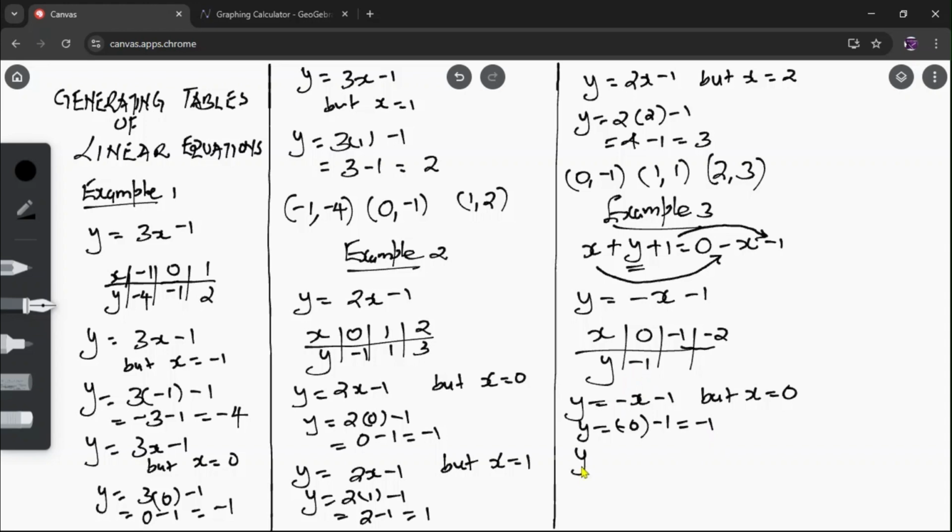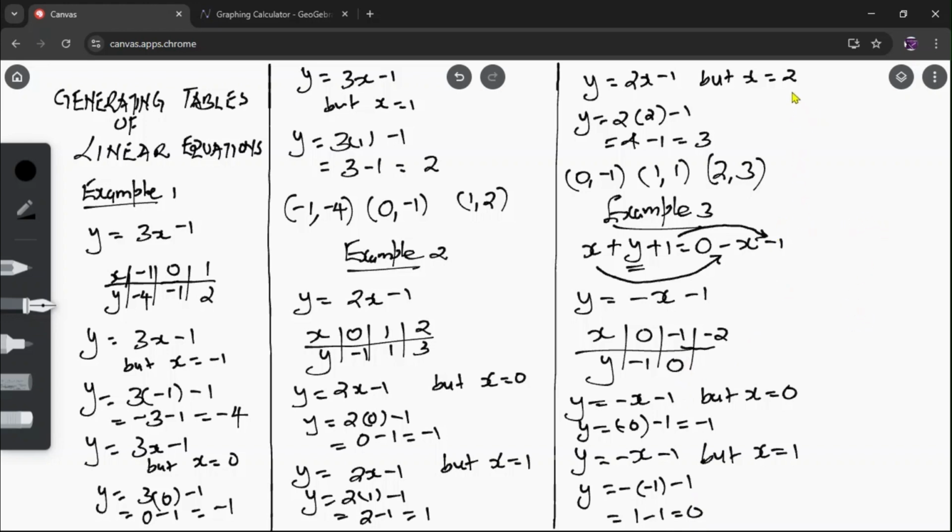The second one, y is equal to minus x minus 1, but the value of x is equal to negative 1. So I'll come here and say that y is equal to negative, but where there is x, I write negative 1. This will be the same as negative, negative will become positive. So I have positive 1. I subtract 1. The answer is what? 0. So you have there the value as 0.